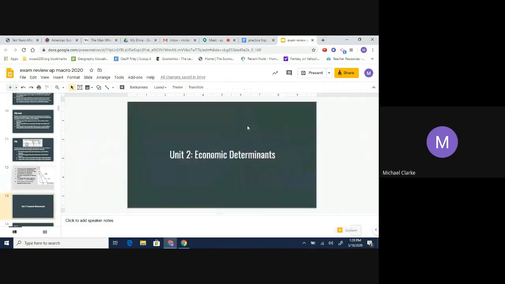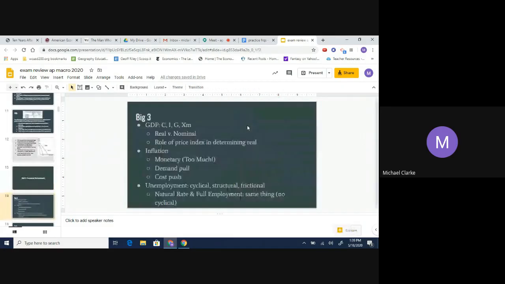Okay. Unit 2. Unit 2 looks at economic determinants.